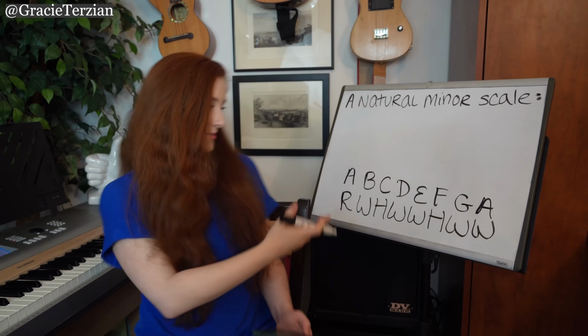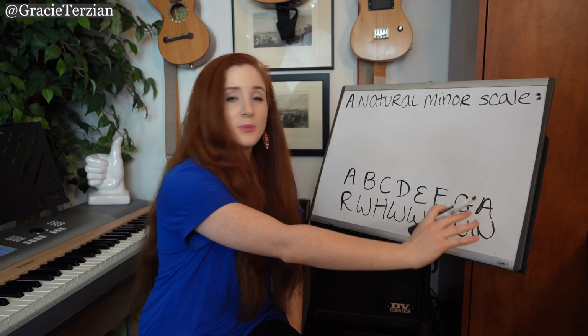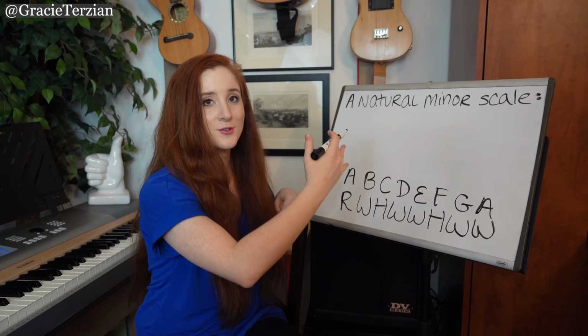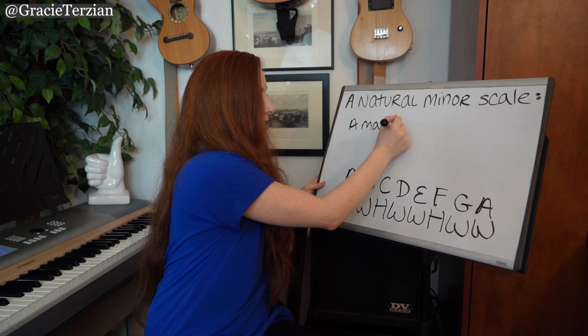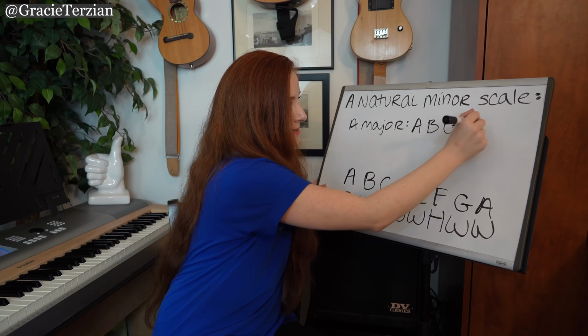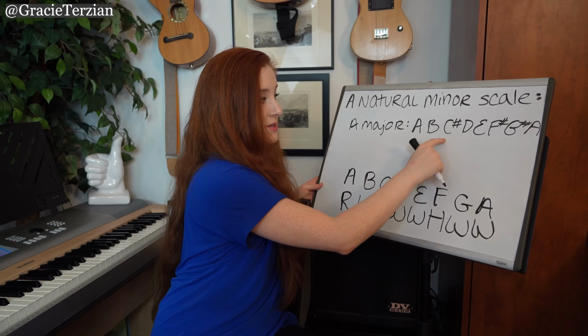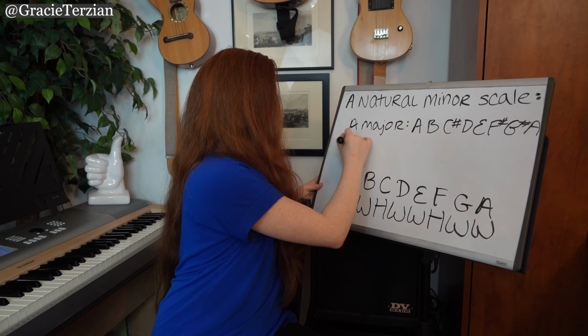So, you can always plug in this formula of whole steps and half steps to figure out the notes in any natural minor scale. Or, as I said, you can also flatten the third, sixth, and seventh notes in the parallel major scale. So the notes in an A major scale are A, B, C sharp, D, E, F sharp, G sharp, and A, right? So the third, sixth, and seventh, so that would be 1, 2, 3, C sharp, that's gonna get lowered by a half step. We're gonna flatten the third, flatten the sixth, and flatten the seventh.